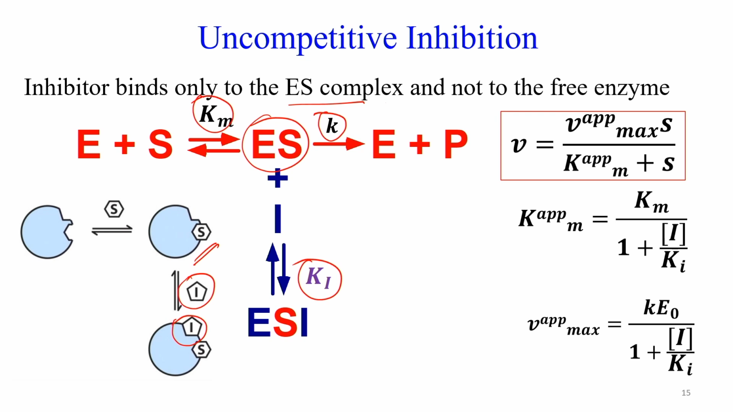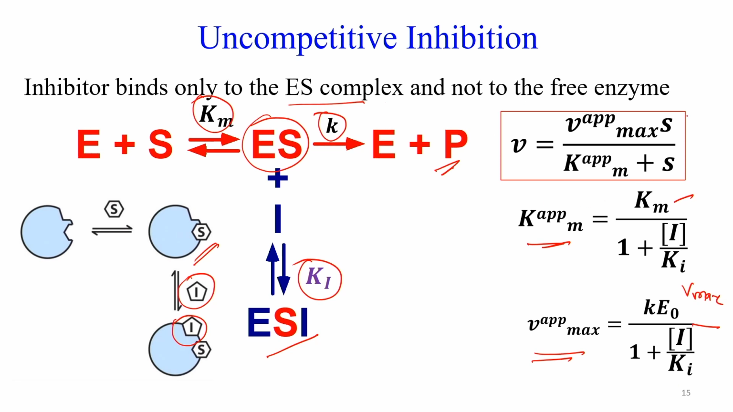So, both are lowered now, because some part of ES is going to ESI. So, it is affecting both product formation as well as this Michaelis-Menten dissociation constant. So, both are lowered now. So, Km becomes Km apparent, Km divided by 1 plus I upon Ki, and V max becomes V max apparent, where it is V max divided by 1 plus I upon Ki.